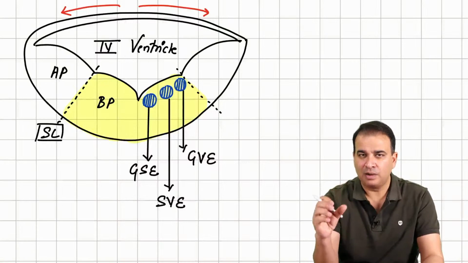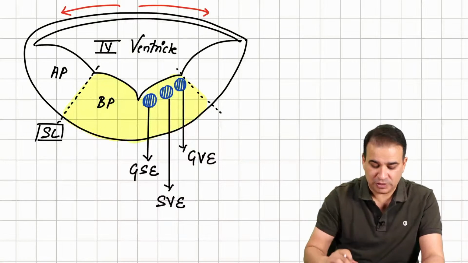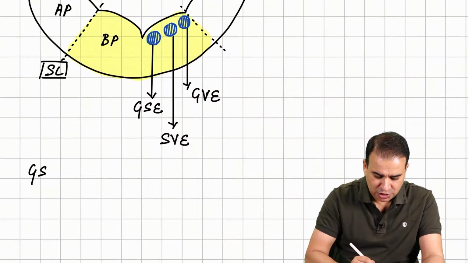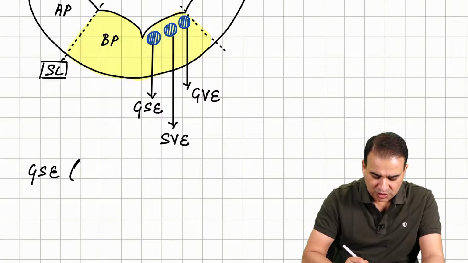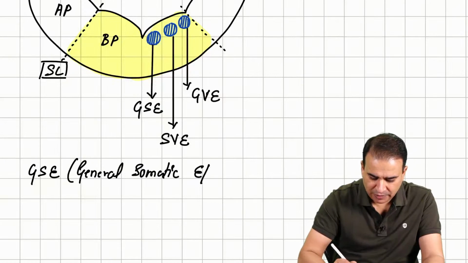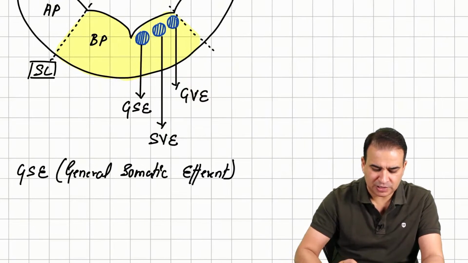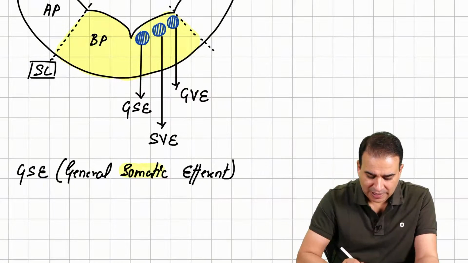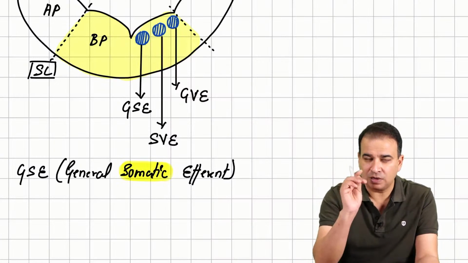Let's take them one by one, break it down, and understand the meaning of these columns, guys. So how about we start with the first one? The first column says GSE. What does GSE stand for? GSE stands for general somatic efferent. Efferent, obviously a motor column. And the moment I say general somatic efferent, the word you need to catch is somatic, okay? Somatic.